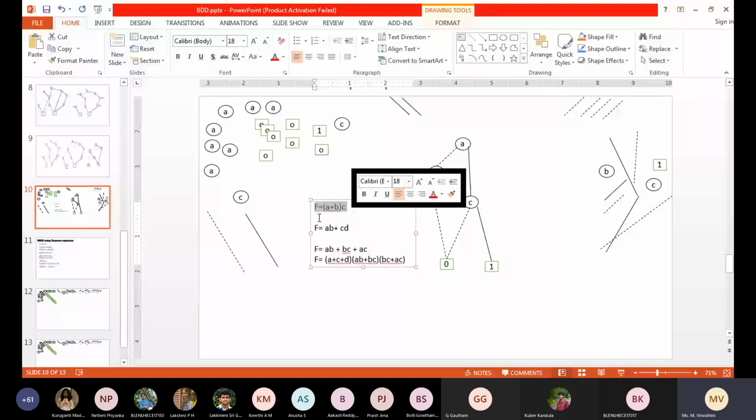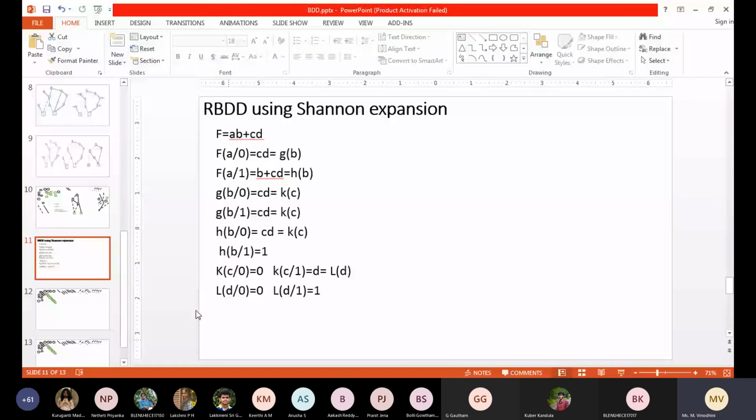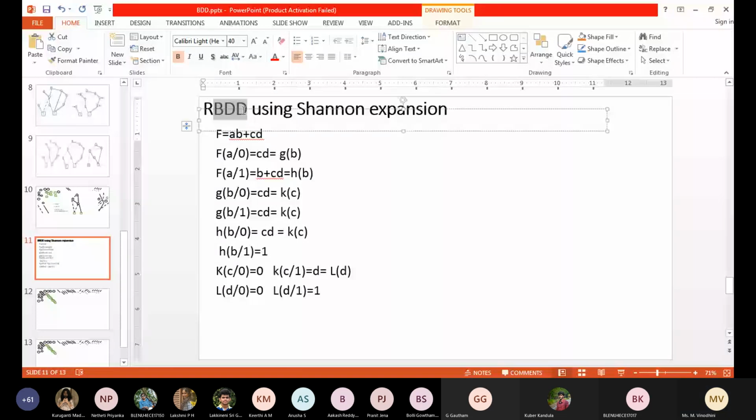So 3 problems, 3 homeworks for tomorrow. These 2 expressions, you need to first draw the binary decision tree and convert into BDD. And for this, F is equal to A plus B into C, you need to do this exercise. This part alone. As of now, I have just expanded the expression. Based on this, maybe in tomorrow's class, I'll tell you how to draw the binary decision tree, BDD or RBDD or ROBDD, anything, all are same. So next class I'll tell you how to draw the diagram.